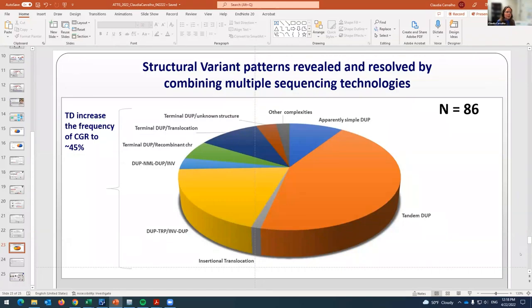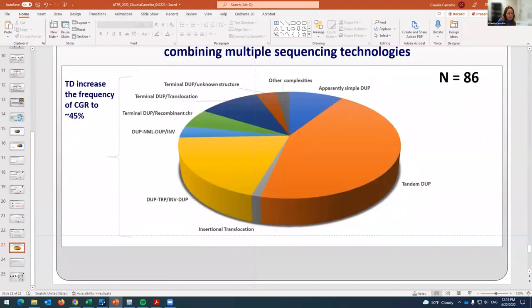So in all, in our work so far, we observed that from the 86 patients that have duplications involving MECP2, half of them have complex rearrangements. They are not tandem duplications as we usually think about copy number gains. And we had to use multiple technologies to be able to resolve all these complex rearrangements and to see the structure for every individual patient.